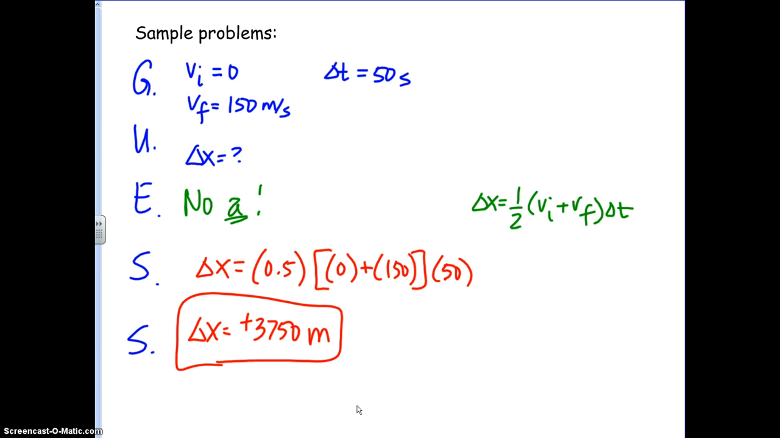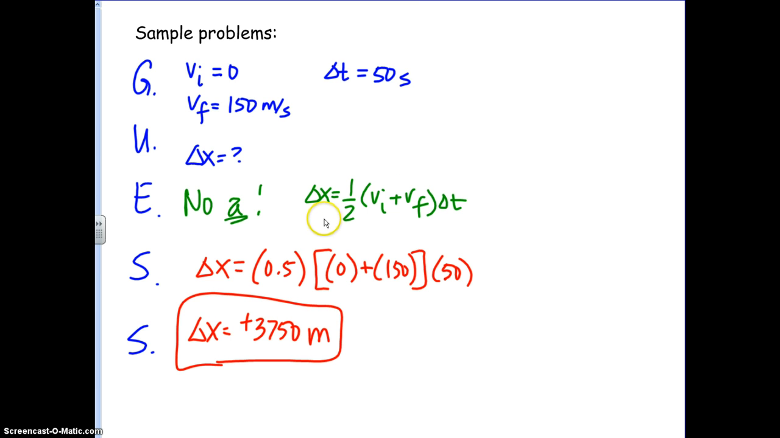Well, what were you given? What we're doing is we're using the GUESS method. G for givens, list your givens, U for unknown, E for equation, S for substitution, and the other S stands for solve. So you're given that it's starting at rest. It's going to get up to a speed of 100 meters per second in 50 seconds, and our unknown is, what's its displacement? Notice, we've mentioned 4 of the 5 variables. Which variable was no mention made of? That would be acceleration, so that means we're going to use the no acceleration equation.